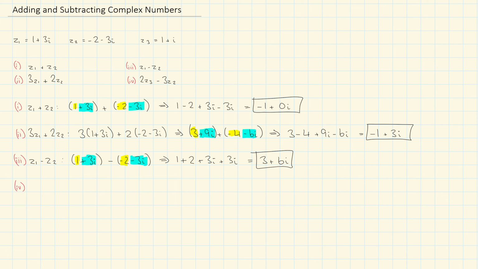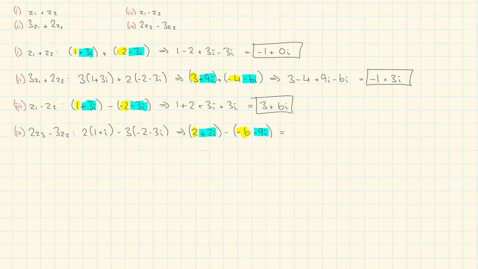And then part 4, same as part 2, a little bit of multiplication to sort first before we look at our subtraction. So 2 times z3 minus 3 times z2. We have real with real and imaginary with imaginary. And again, just keep an eye on your signs. 2 minus minus 6 will be 2 plus 6, plus 2i minus minus 9 will be plus 9i, which will tidy up to 8 plus 11i.